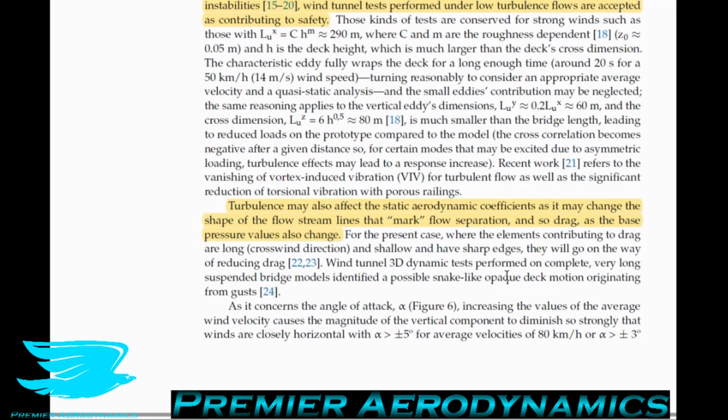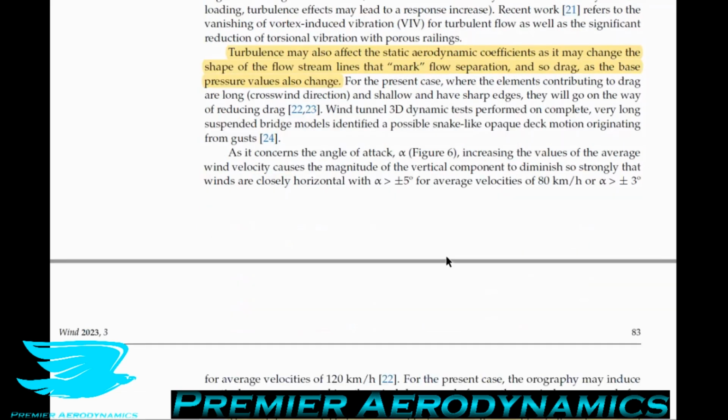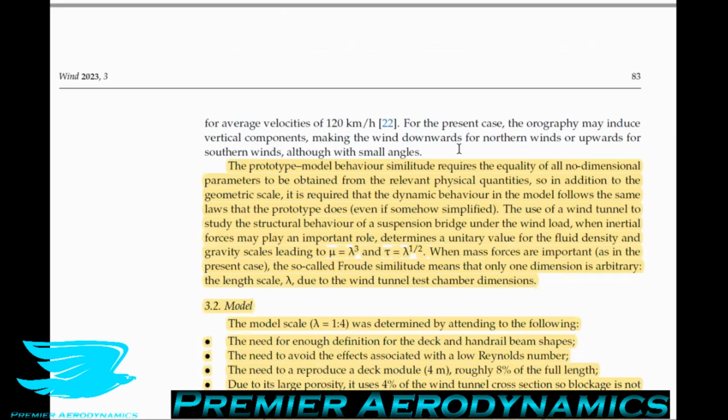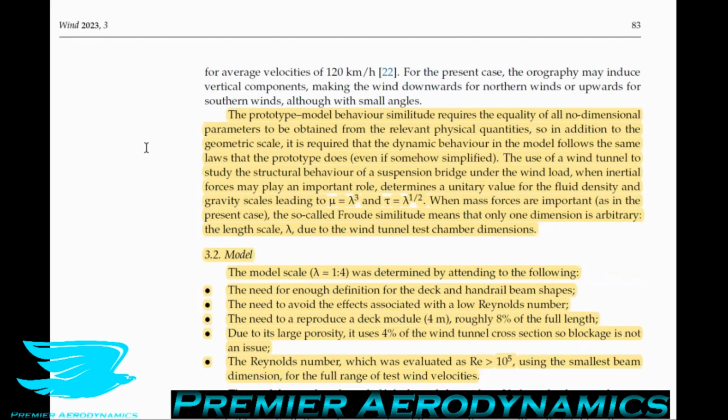So a little bit more on turbulence. Turbulence may also affect the static aerodynamic coefficients, as it may change the shape of the flow streamlines that mark flow separation, and so the drag, as the base pressure values also change. As I just mentioned, it changes flow separation, for example, vortex breakdown, mixing characteristics, and wake breakdowns with Reynolds numbers. So the prototype model behavior similitude requires the equality of all non-dimensional parameters obtained from the relevant physical quantities. So in addition to the geometric scale, it is required that the dynamic behavior in the model follows the same laws that the prototype does, even if somehow simplified.